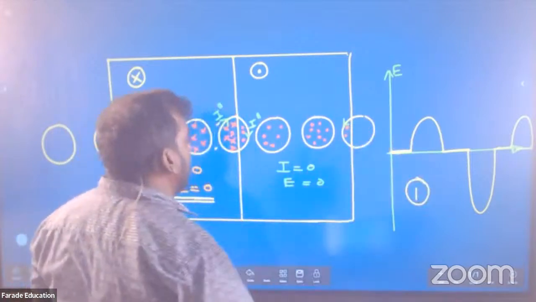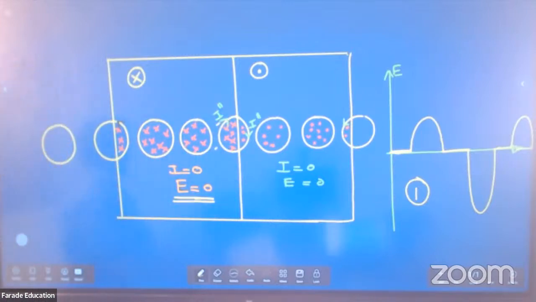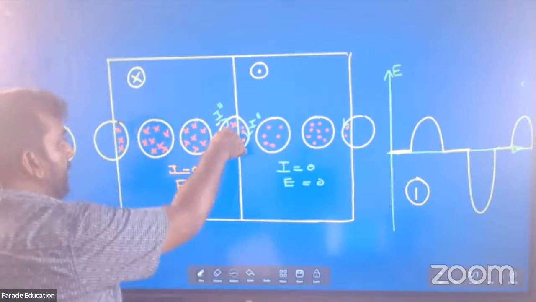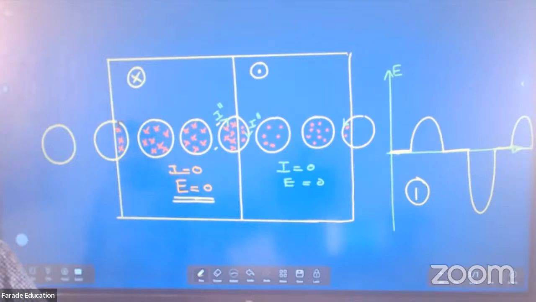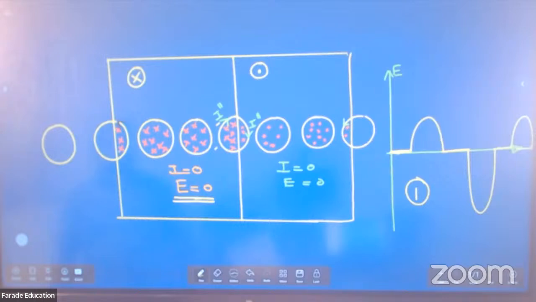The EMFs will add right there. The number of crosses will reduce, so we must oppose this. To oppose this, we place the thumb inwards, and there will be a clockwise current.